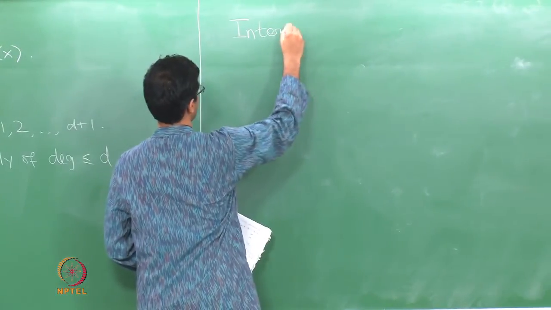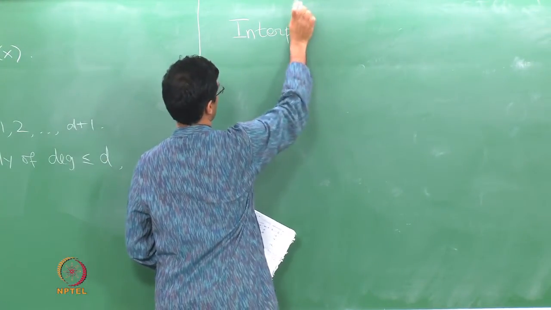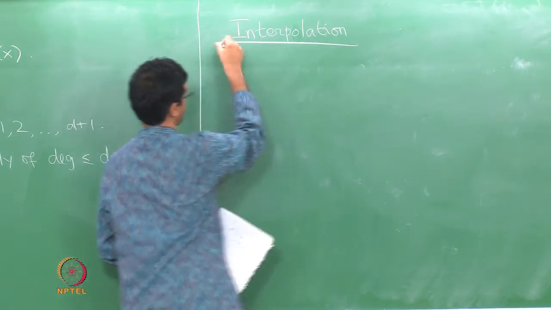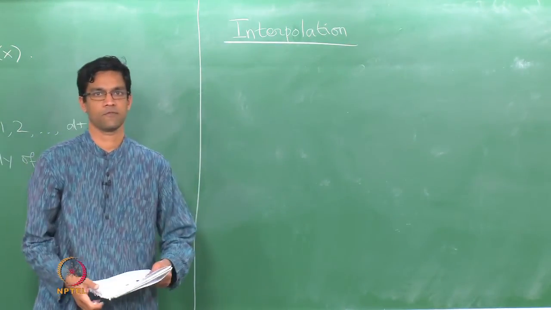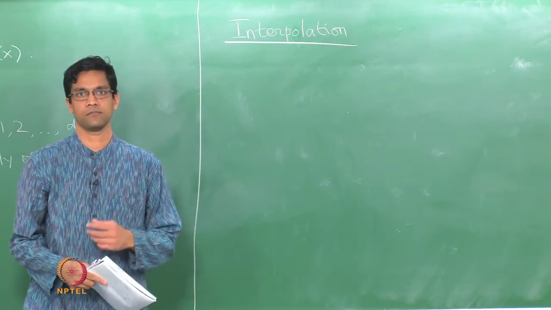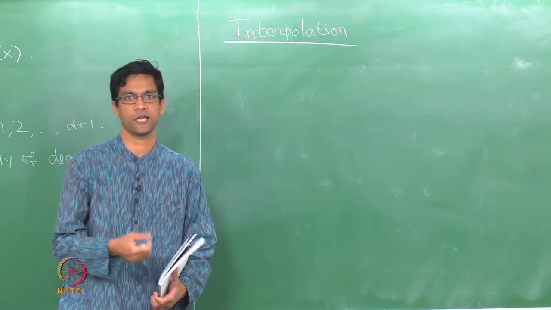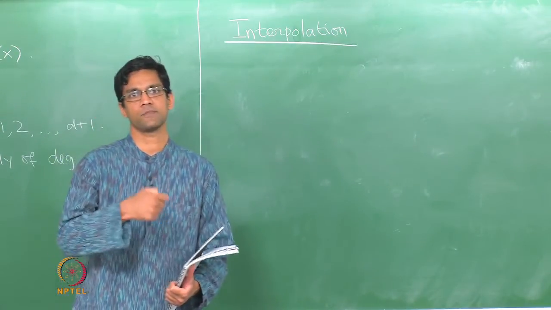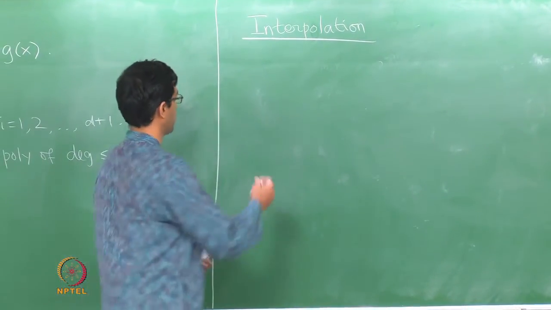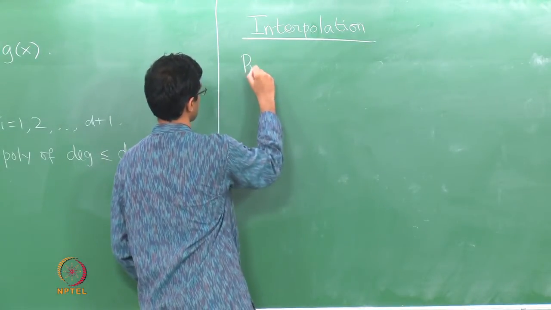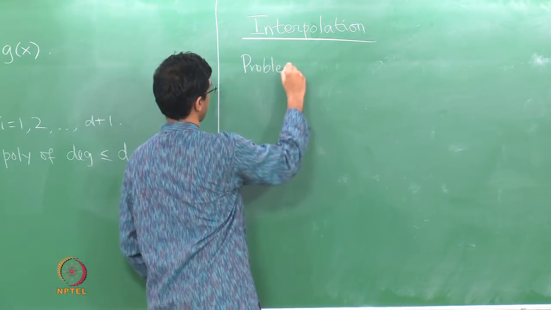This suggests the natural next question, which is: given prescribed values at d plus 1 points, can you find explicitly a polynomial which takes certain prescribed values at those points? What I mean is something like this. Here is the interpolation question, here is the problem statement.